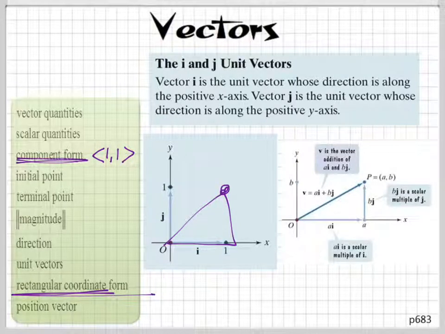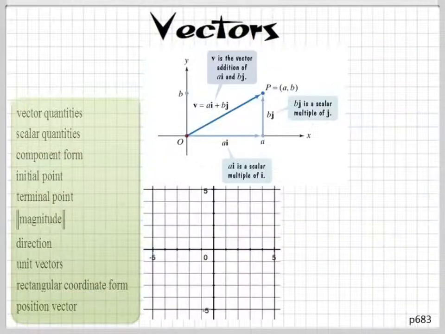But now let's talk about this graph right here. In that graph, we see the two unit vectors, the i and the j, and they both have what you would call a scalar multiplying them. So that a right there is a scalar multiplying it, and that b right there is a scalar multiplying it. The reason we have the scalars multiplying them is that it makes it so that we can work with them very easily.